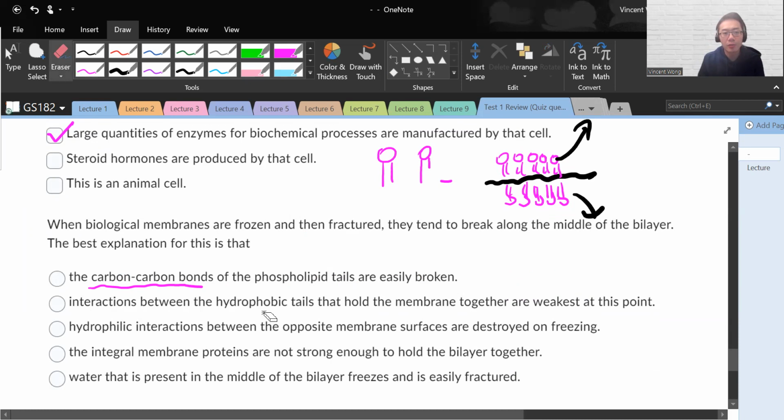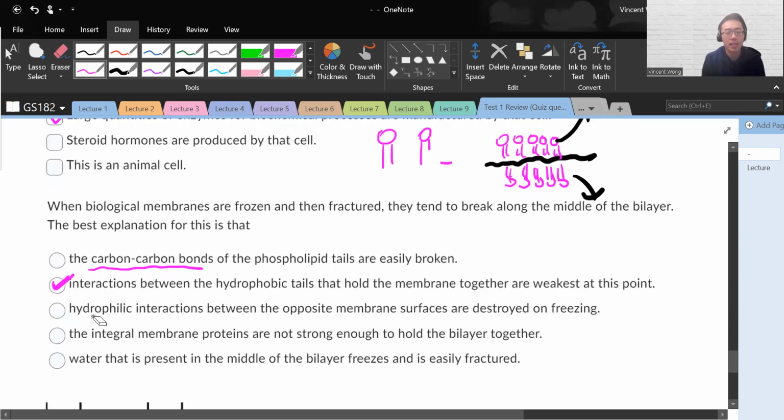Interactions between the hydrophobic tails that hold the membrane together are the weakest at this point. That is true, right? What's holding these tails together? These are all hydrophobic tails, so those interactions are weak. That's why it is easiest to break down. So that's the right one. Let's take a look at the other ones and see why they're not right.